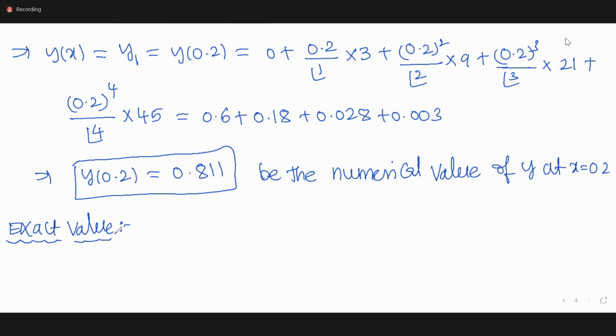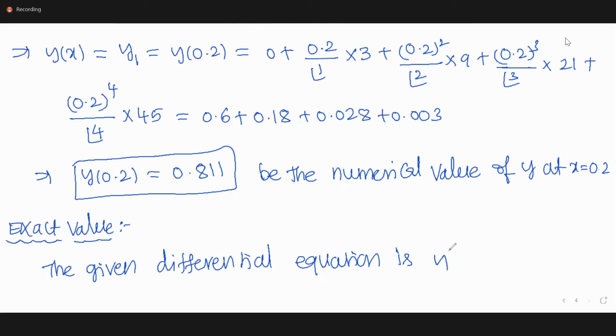The given differential equation is y dash minus 2y is equal to e power x. That is, y dash is dy by dx, so dy by dx minus 2y is equal to e power x.